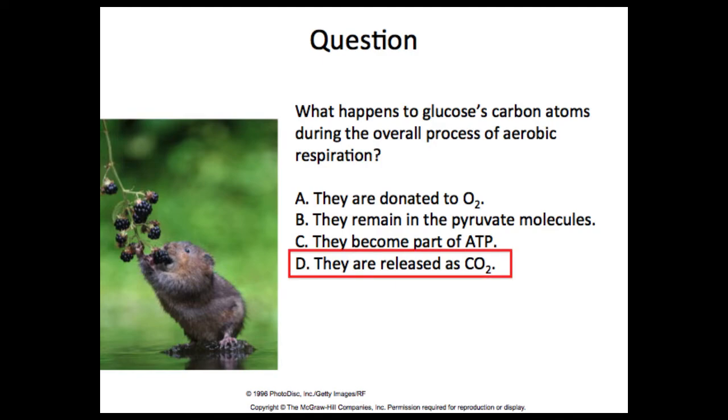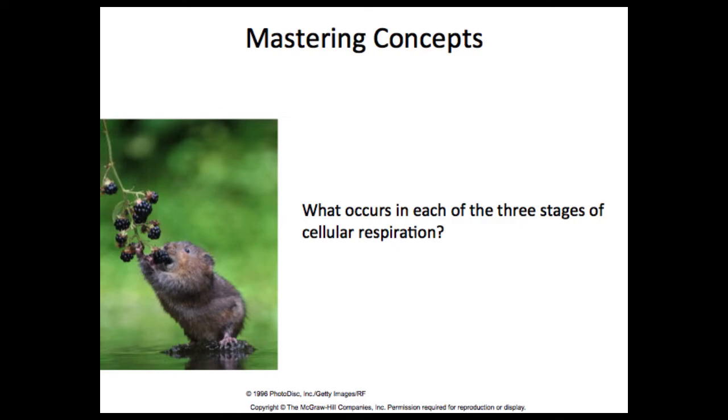The only correct answer is they are released as carbon dioxide. Now we can't say B because pyruvate is prepped into an acetyl CoA form. Therefore, we can only say D, they are released as carbon dioxide. When you're studying for the exam, make certain that you can describe all 3 stages of cellular respiration.